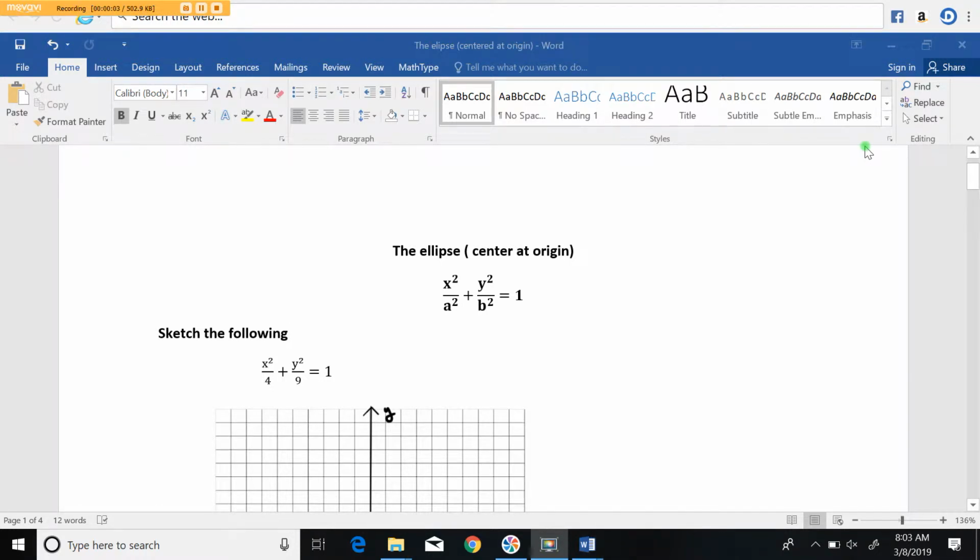Hi folks, and welcome back to Math with Captain Rod. I'm making this video here to help you understand how to sketch graphs of an ellipse centered at the origin.